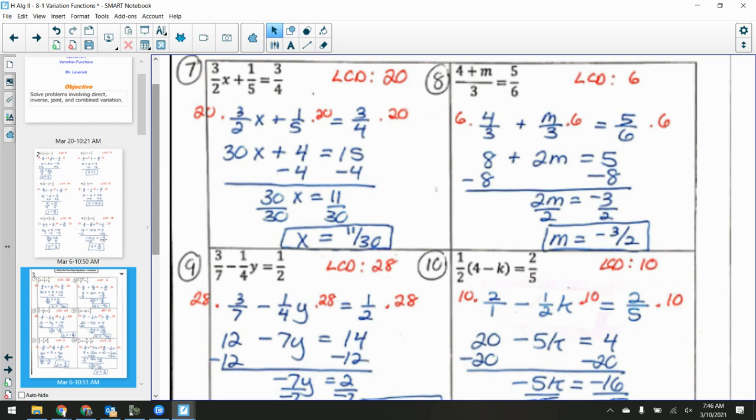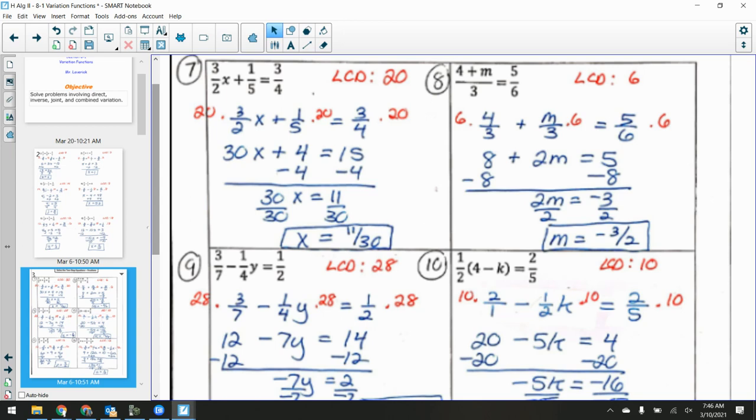Number 7 is really straightforward there, but number 8, because this is a sum divided by the full 3, you can treat it like 4 plus m all over 3. That is another way to write 1/3 times 4 plus m. So to clear out that fraction, all you would need to do is multiply that whole thing by 3, right?